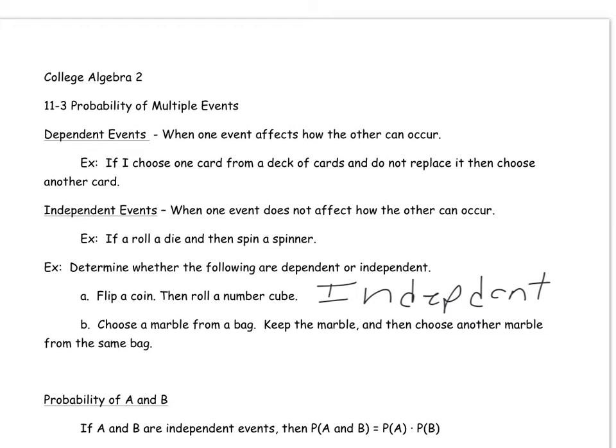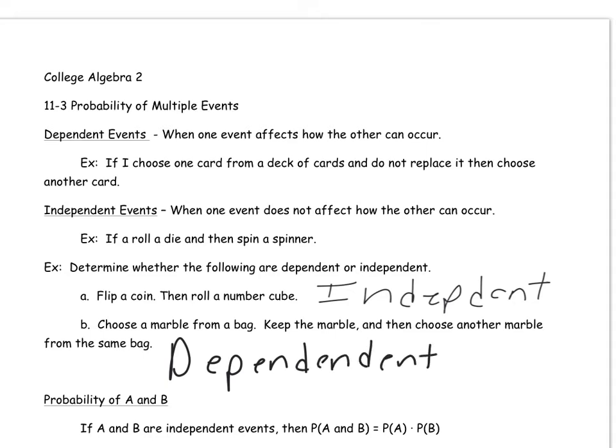B says choose a marble from a bag, keep the marble, and then choose another marble from the same bag. That means that the marble that I took out and did not replace is going to affect what's left in the bag. So that's what we call a dependent event.